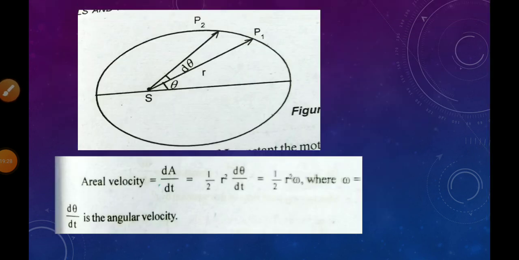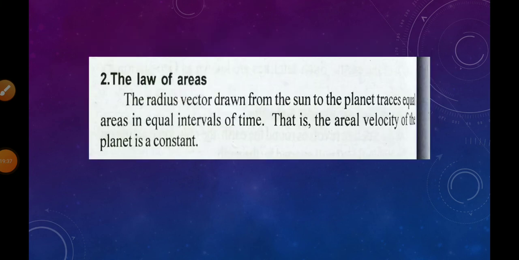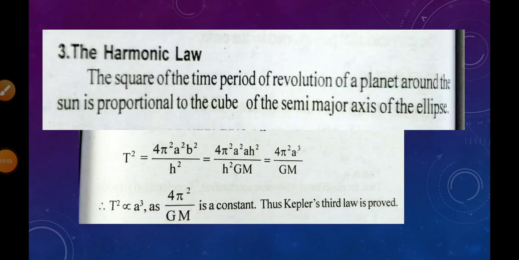So we have three laws. The first law states that every planet moves around the sun in an elliptical orbit with the sun at one of its foci. The second law, the law of areas, says that the radius vector drawn from the sun to the planet traces equal areas in equal intervals of time. It simply says that the areal velocity is constant, and the expression of areal velocity is dA/dt, that is half r² dθ/dt, or half r²ω. And finally the harmonic law says that the square of the time period of revolution of a planet is proportional to the cube of the semi-major axis of the ellipse, that is, T² is proportional to a³. Okay, thank you.